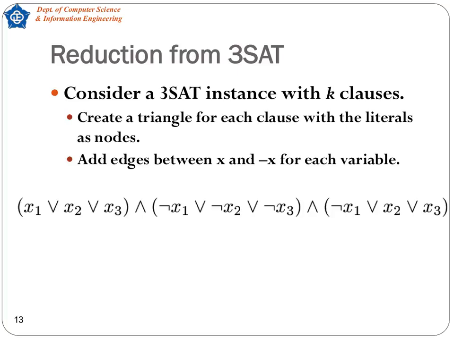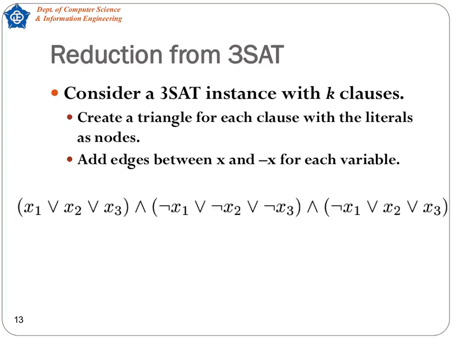Now that we've seen the independent set problem, let's build the reduction from 3-SAT. We start with any 3-SAT formula that has k clauses. For each clause, we create a triangle whose three vertices represent the clause's literals. Then, for every variable x in the formula, we add an edge between the vertex labeled x and the one labeled not x. These are the only edges that connect different triangles. At the bottom, you can see an example with three clauses.